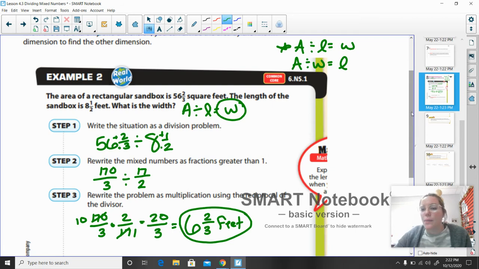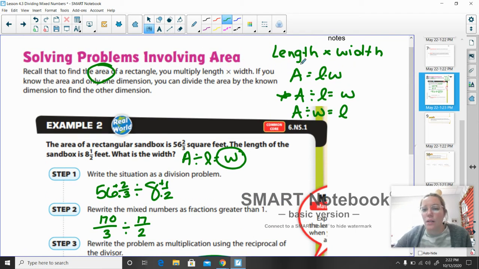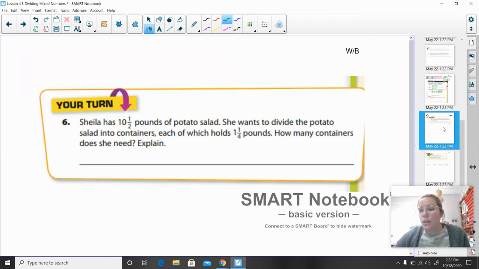These are something that I would make sure we have written down in our notes here, the formulas for area. Okay. Go ahead and pause this and try this one on your own.